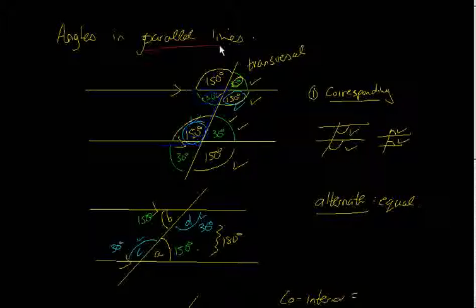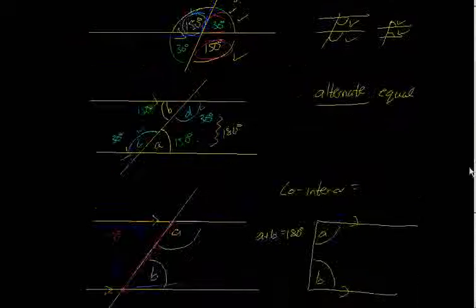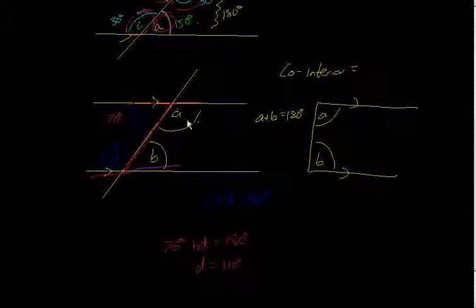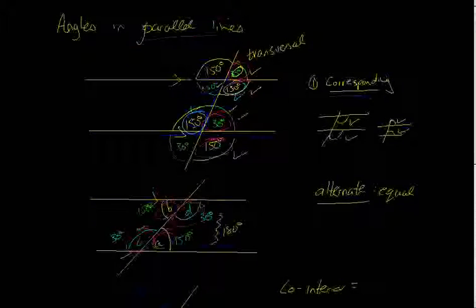So angles in parallel lines, you get corresponding angles, angles which are in matching positions, okay, they are equal. You get alternate angles, angles on the opposite side of the transversal line, so D is equal to C, B is equal to A, and co-interior angles are angles surrounded by a U shape, such as A and B, and if you add them together you should get 180 degrees. C plus D should also equal 180 degrees because they are also co-interior angles.